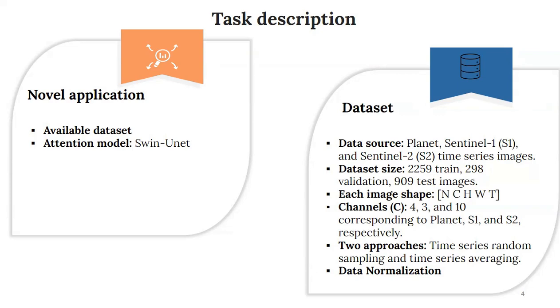For Planet satellite data, which boasts 3 meters spatial resolution and a revisit time of 2 to 3 days, we focus on visible bands, RGB, and infrared. Given our dataset's time series nature over long periods, we approach it in 2 ways: randomly selecting an image in the time series dimension, and averaging the time series throughout the long period.